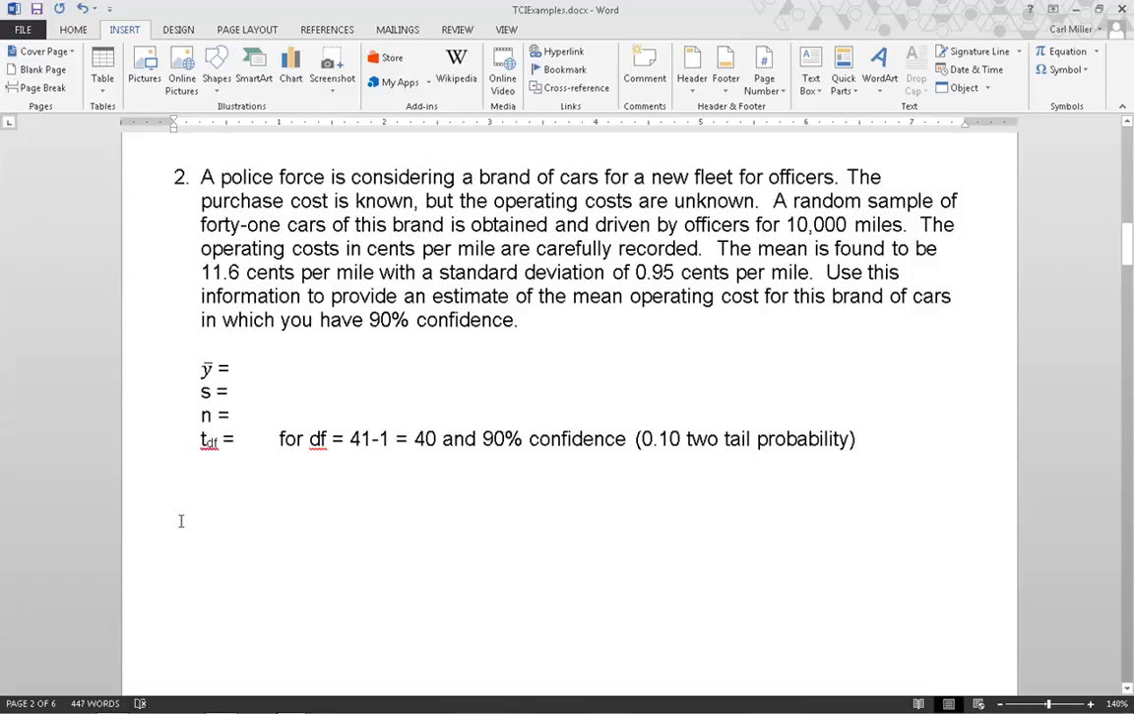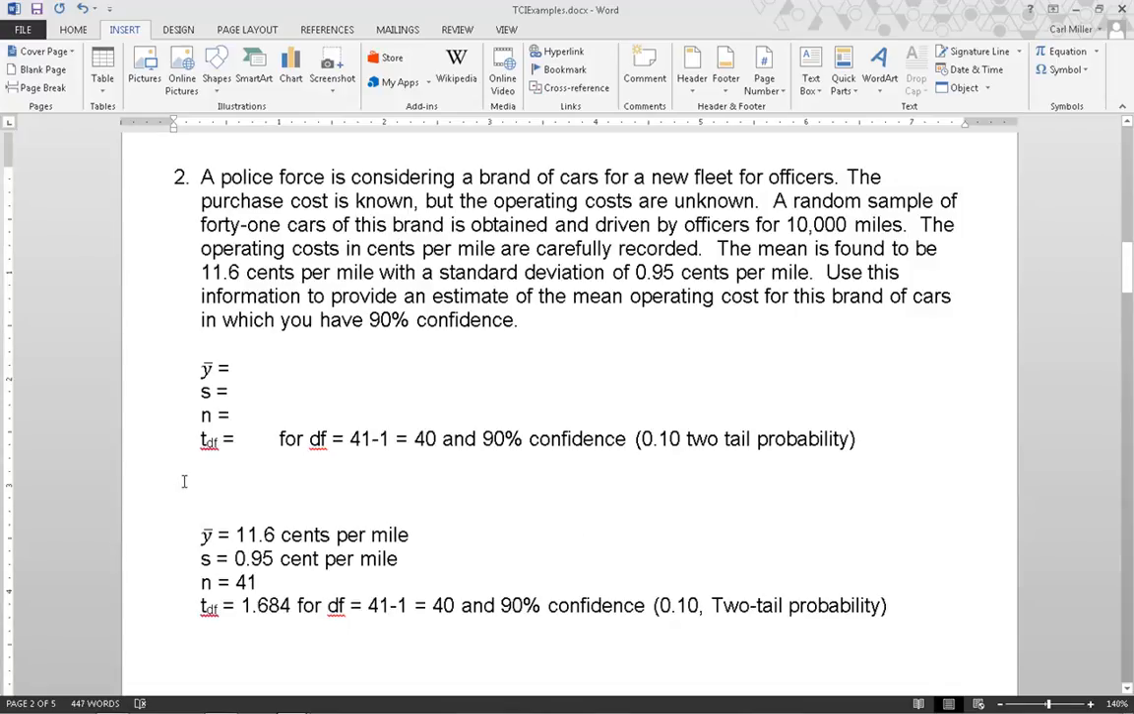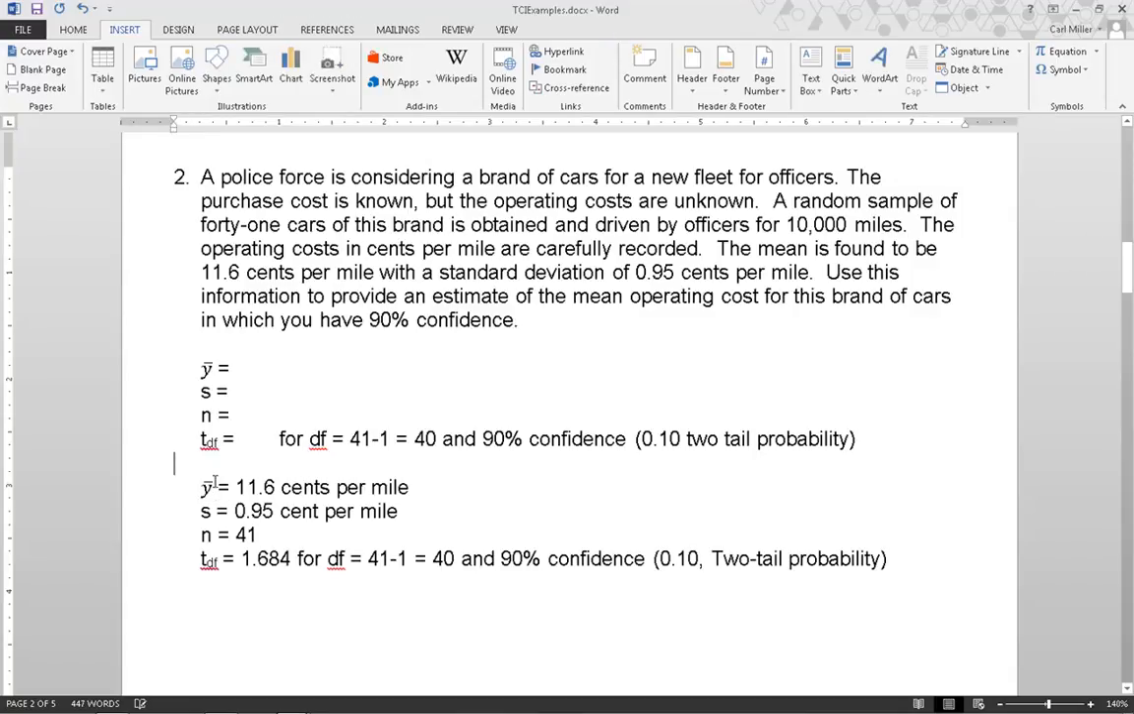So again, we need the sample mean, the sample standard deviation, the sample size, and the t-critical point, which will be based on df equal to 41 minus 1, or 40 degrees of freedom, and we want 90% confidence. So that would be 10%, or 0.10, as the two-tail probability. So the sample mean is 11.6 cents per mile. The sample standard deviation is 0.95 cent per mile. The sample size was 41, and the t-score actually turns out to be 1.684.